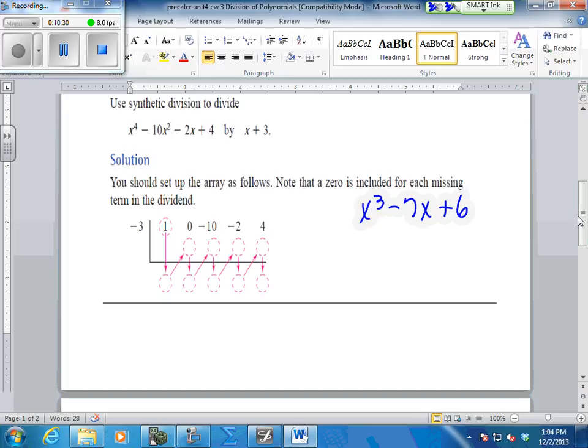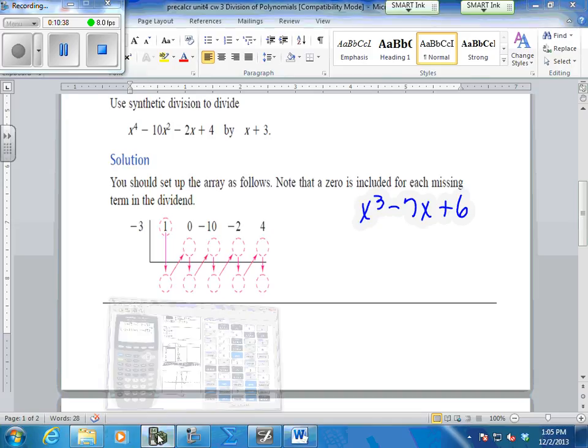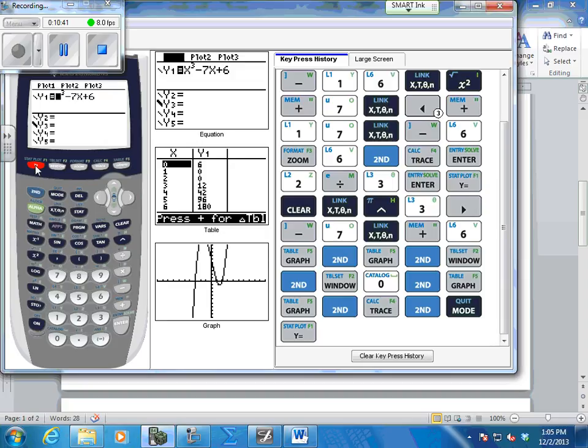And 7x plus 6. Okay, now, can we factor this guy? No. So if I pull this up on my calculator, here's my equation, x cubed minus 7x plus 6. How many roots do I expect to see? 3. So I see 3 roots, right? 1, 2, 3. I can't factor that as it is. But if I could divide one of those roots out, then I can see if what's remaining is factorable. This is where this is heading towards.